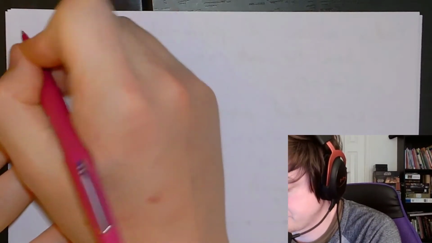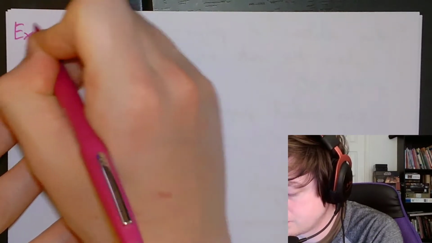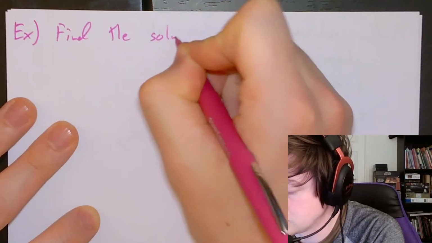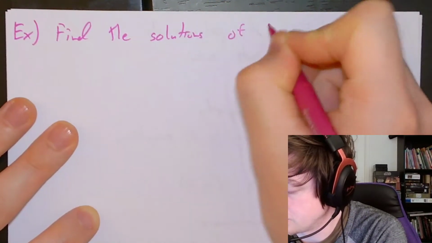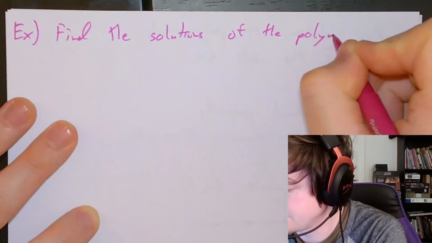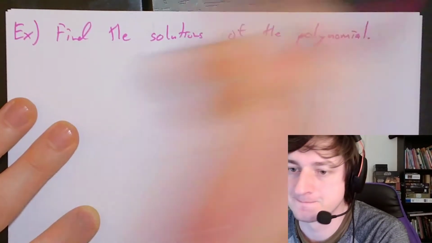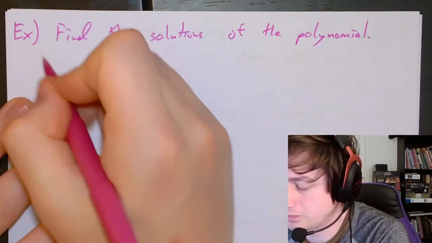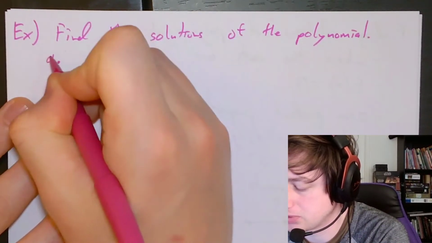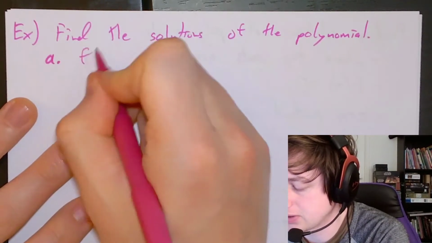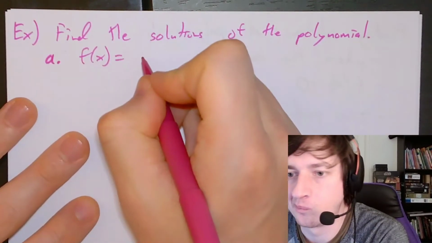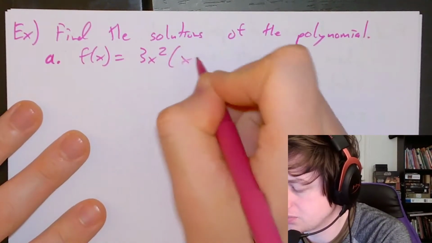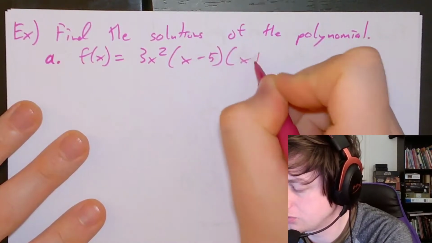So find the solutions of the polynomial. I'm not going to rewrite these instructions, so we're going to have a couple problems. F of x equals 3x squared times x minus 5 times x plus 2.